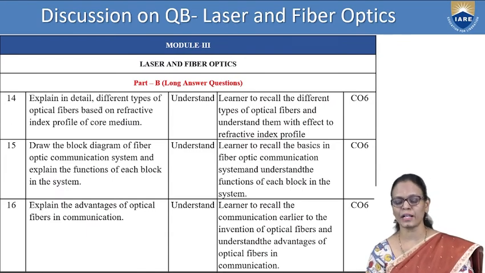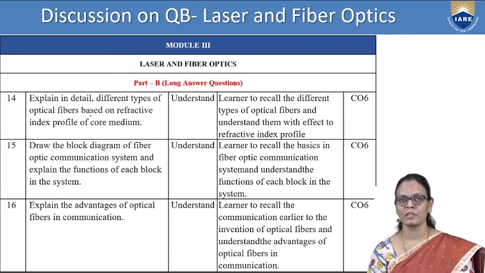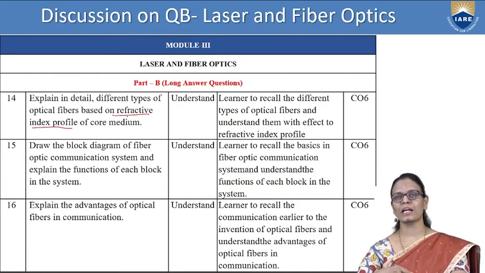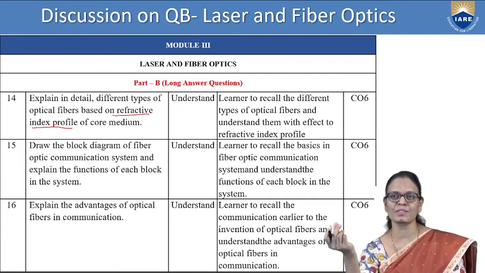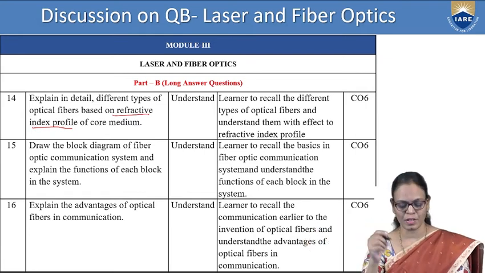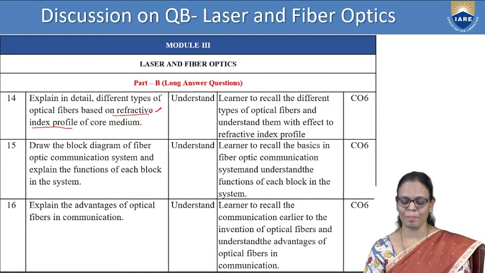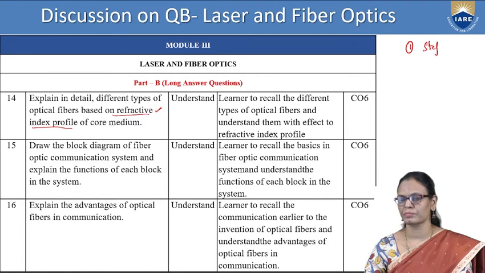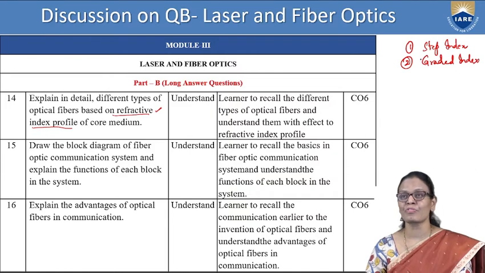Next, explain in detail different types of optical fiber based on refractive index profile. When we are classifying, we classify them based on the type of material that is used, based on the mode of propagation and also on the refractive index. So here the question is refractive index. Based on the refractive index, we have seen two types. One is the step index and the other one is the graded index. So explain both in detail because it's a long answer question. You will have to explain both in detail with the help of the refractive index profile diagram, how it is varying.